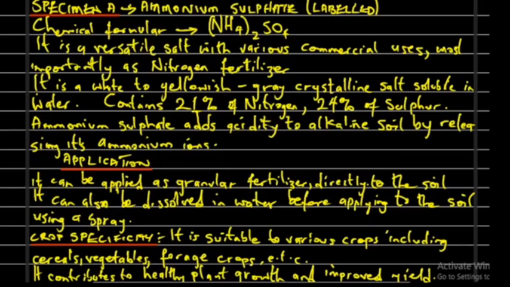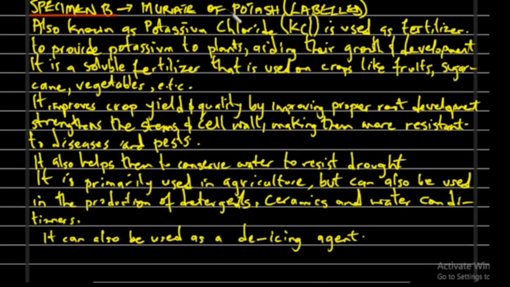We move to our specimen B, which is the muriate of potash, which is also labeled. This is another type of fertilizer made of potassium chloride. It is known as potassium chloride and it is used as fertilizer to improve the potassium content of plants, because it aids their growth and development. It is used to aid the growth of plants as well as the development of the crop.